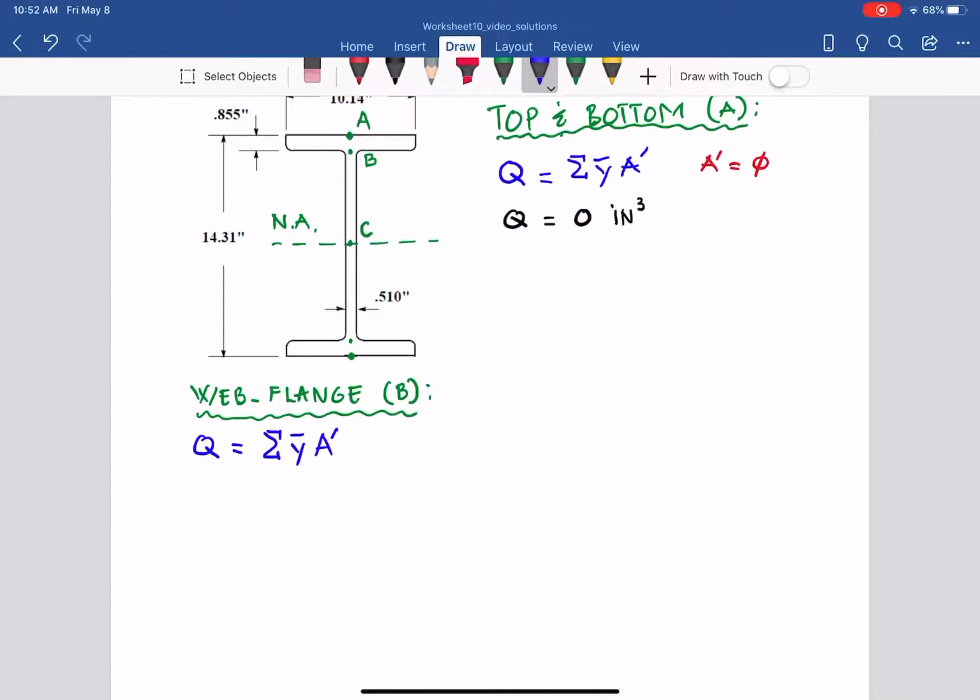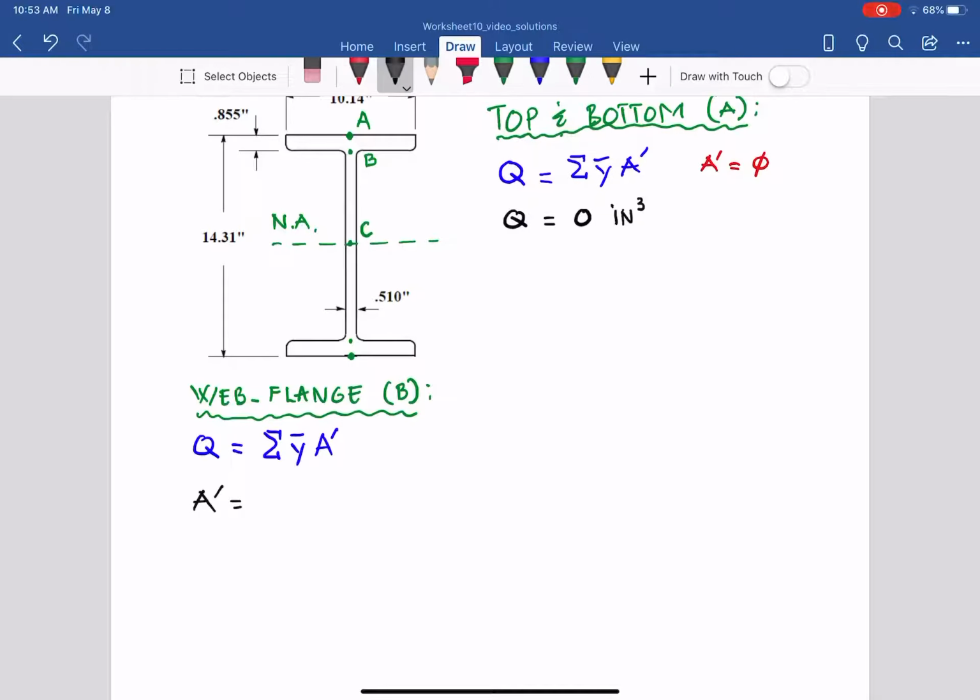And now we go ahead to find Q with y bar and with A apostrophe. A apostrophe, by definition, is the outward area measured from the point of interest to the outermost fiber. So at point B, as you can see here, the area A apostrophe is measured from the point of interest, that is point B. So let me draw it here, and I will erase it later on.